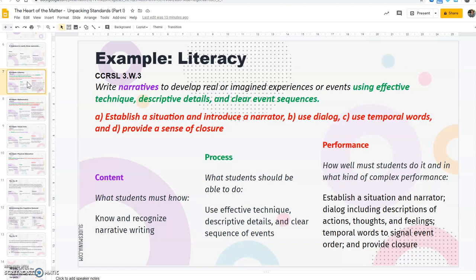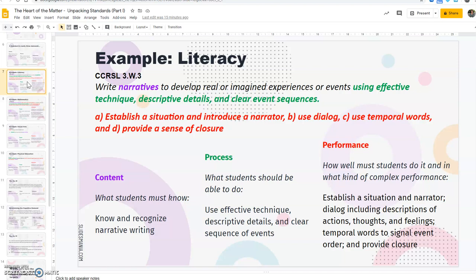The standard is to write narratives to develop real or imagined experiences or events using effective technique, descriptive details, and clear event sequences. Establish a situation and introduce a narrator, use dialogue, use temporal words, and provide a sense of closure. I have color-coded this standard for you so that you can at a glance see what is the content, process, and performance within this standard.